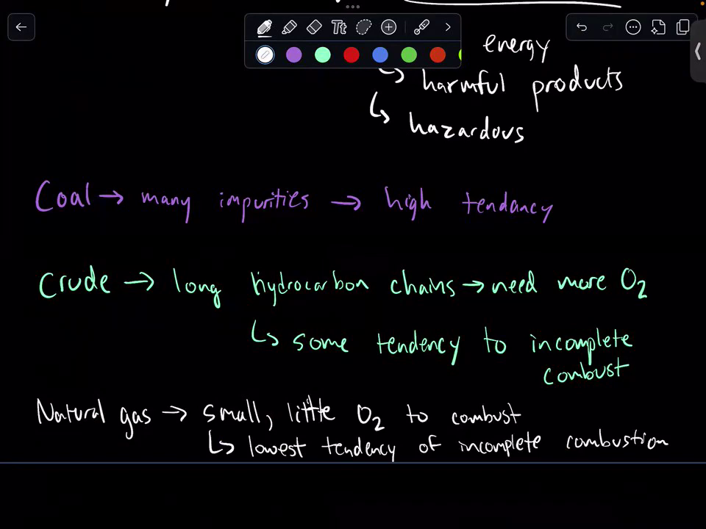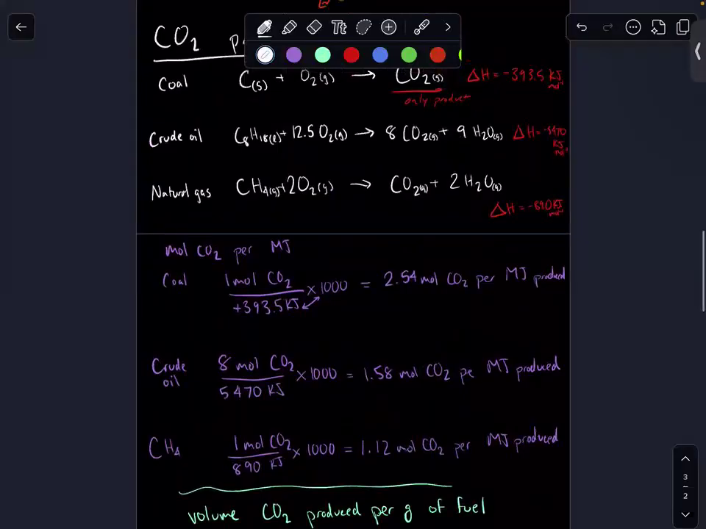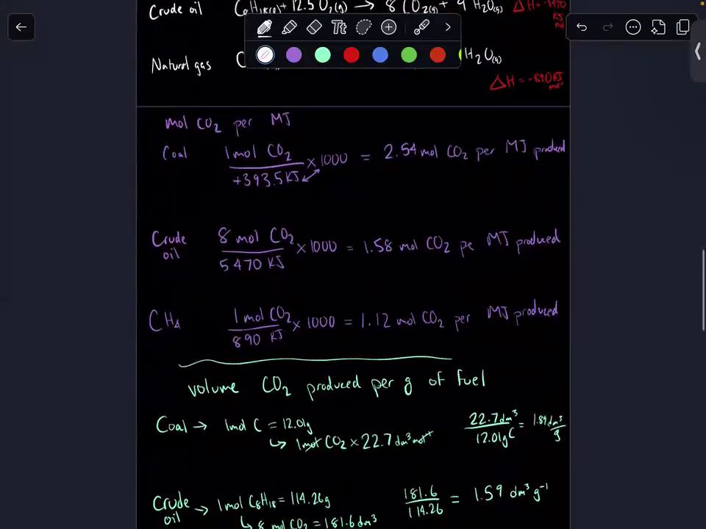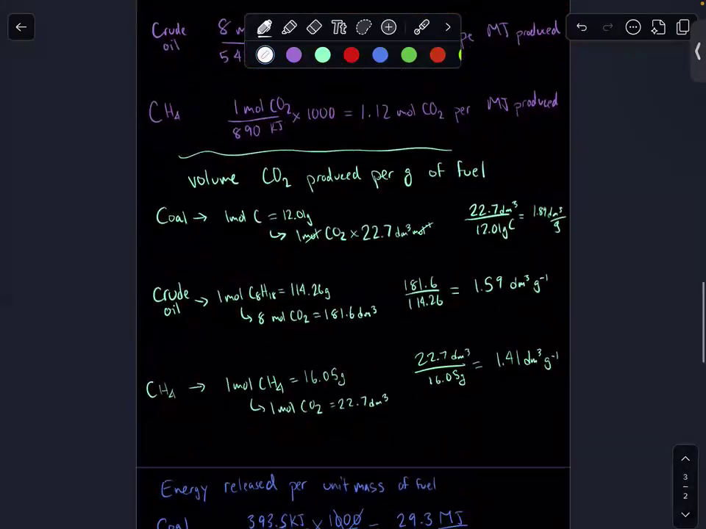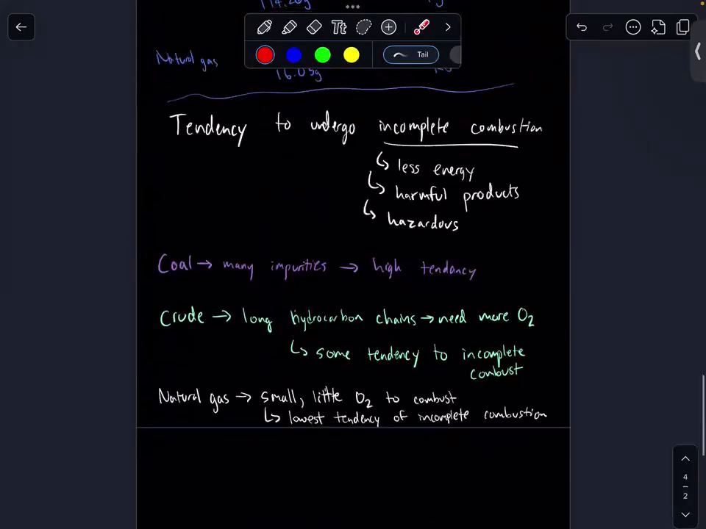So as we look through these, you should be able to properly analyze each of the three main types of fossil fuels, analyze their reactants, their products, their tendency to combust, their effect on the environment and global temperatures, as well as you should be able to calculate things like volume of carbon dioxide produced or energy released per unit mass of fuel, as well as look at their tendency to combust properly.